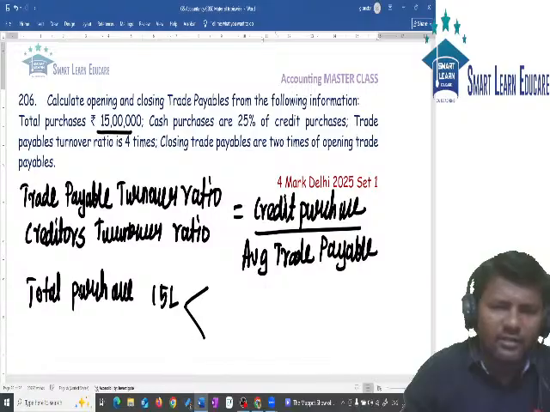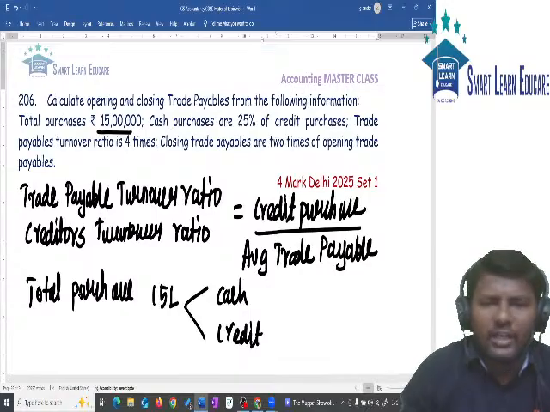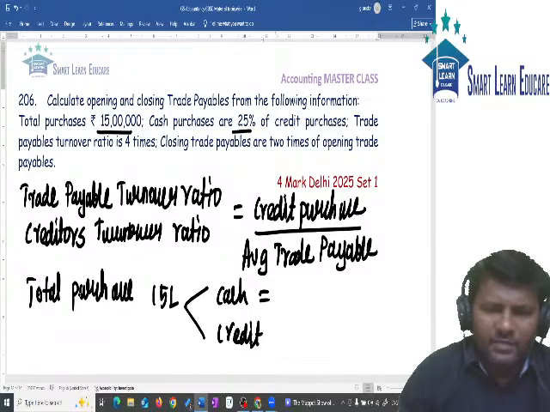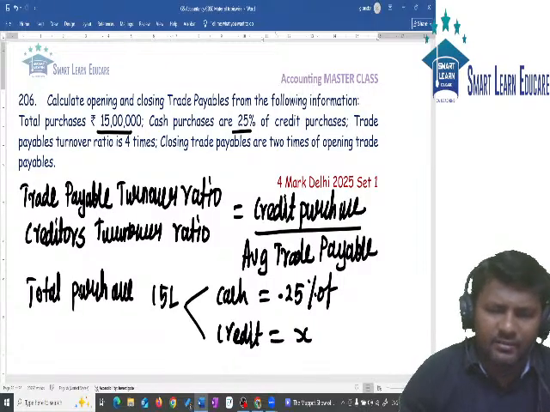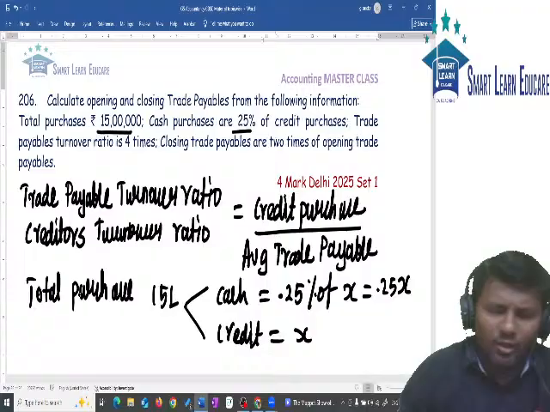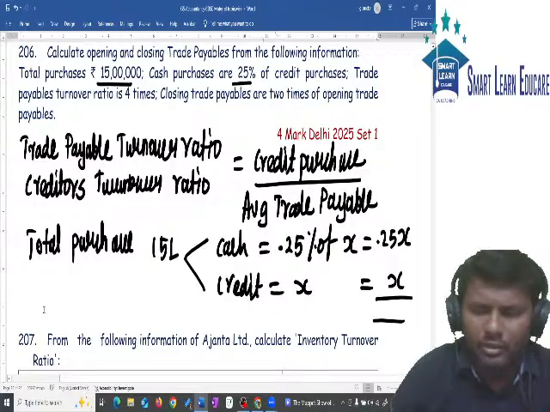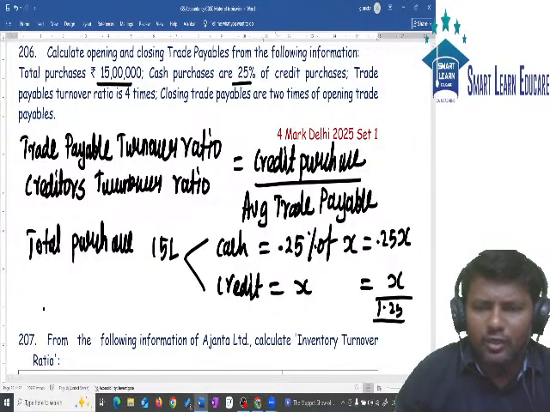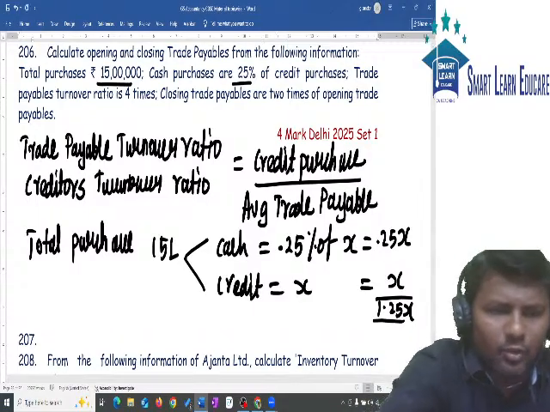Total purchase consists of two things. One is cash, another one is credit. Cash purchase is 25% of credit purchase. Credit purchase is also not given. So credit purchase is assumed as X. Then 25% of X is 0.25X. Credit purchase is X. So total purchase is equal to 1.25X.